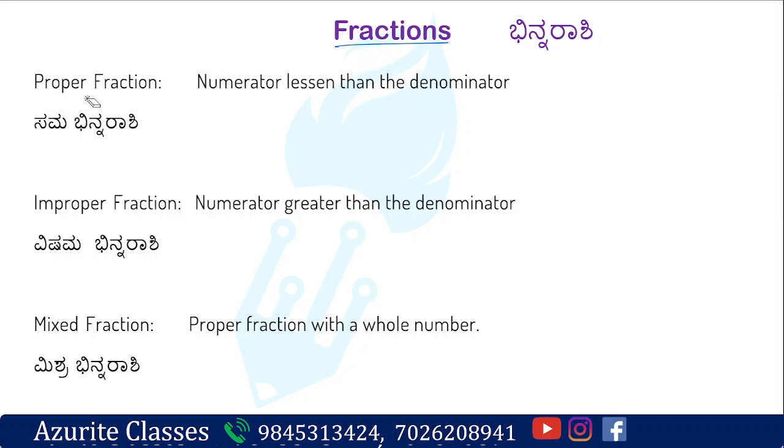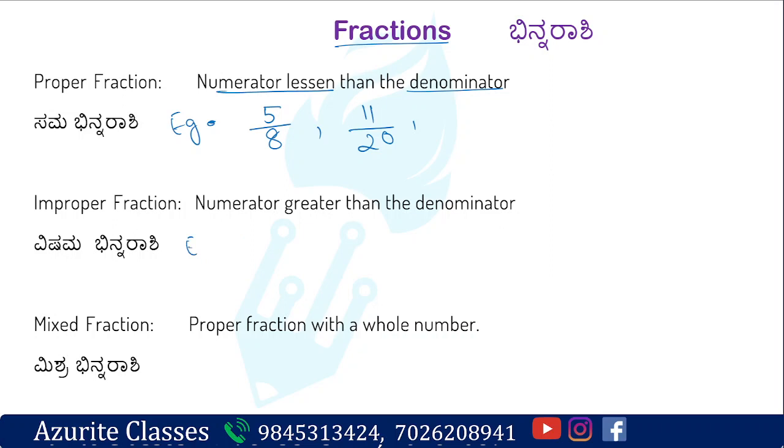Proper means the numerator is lesser than the denominator. If you take examples, what will be the example here? Take 5, the denominator should be bigger, so you can write 8, right? So if you write 5, you have to write the denominator bigger. Next, if you take 11, a number greater than 11 can be 20 or anything, right? These are proper fractions.